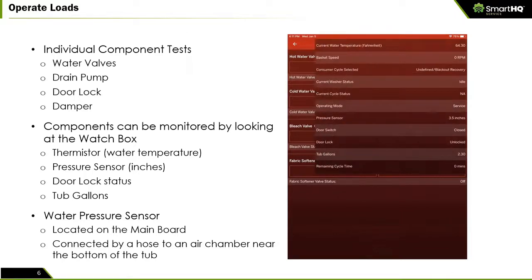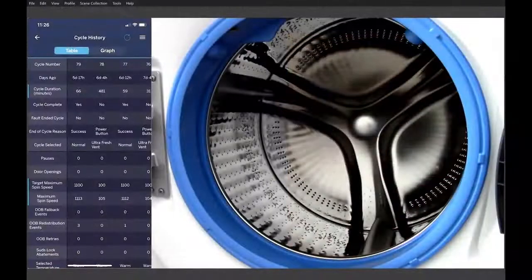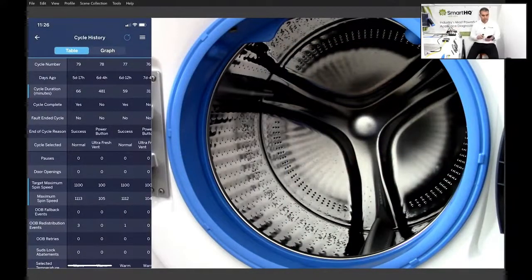And that is going to give you information related to the thermistor, right? So you're going to be able to see if your water temperature sensor can detect the temperature of the water. You're also going to be able to see the data from your pressure sensor, right? So see if the pressure sensor can detect that there's water coming into the unit and exiting the unit, all that good stuff.